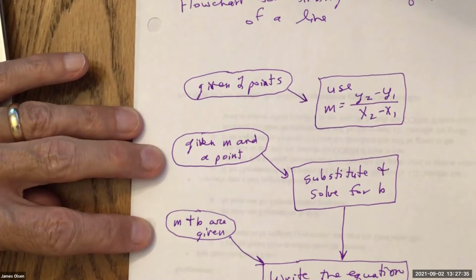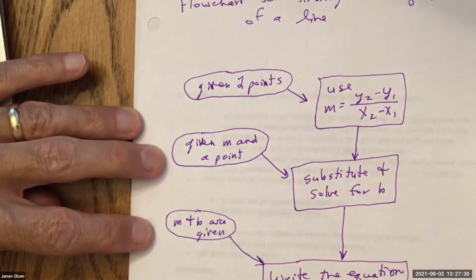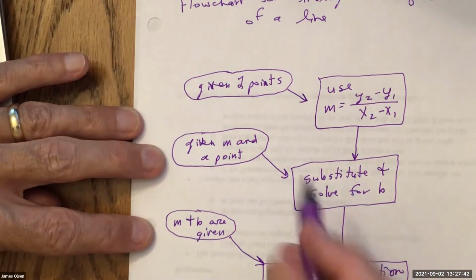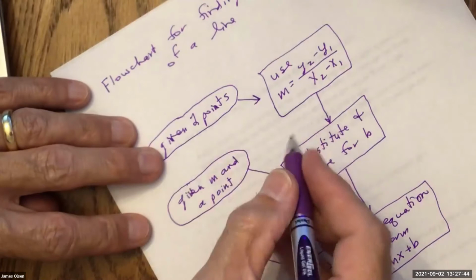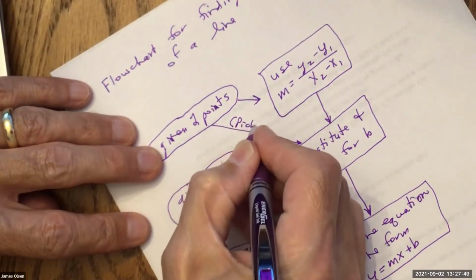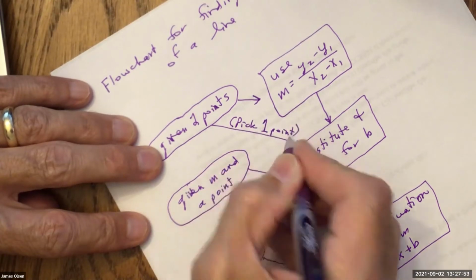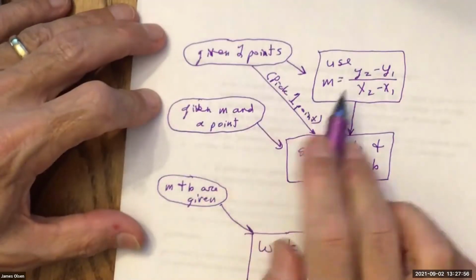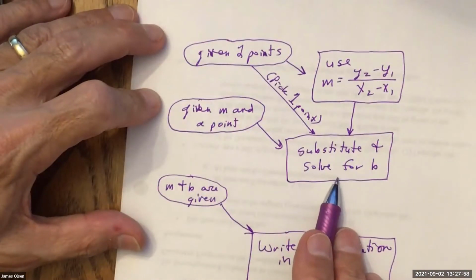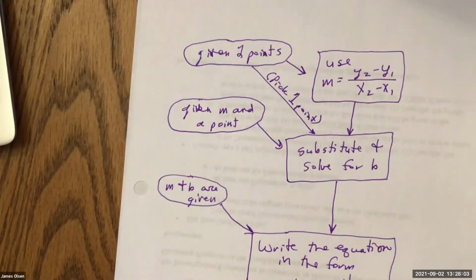Once we have the slope, we're going to take one of our points and substitute to solve for B. So we might put another arrow on here. Pick one point. We're going to pick one point and use the slope to substitute to find b, and then we're going to write the equation in this form. So let's jump over to the homework and see our first example.